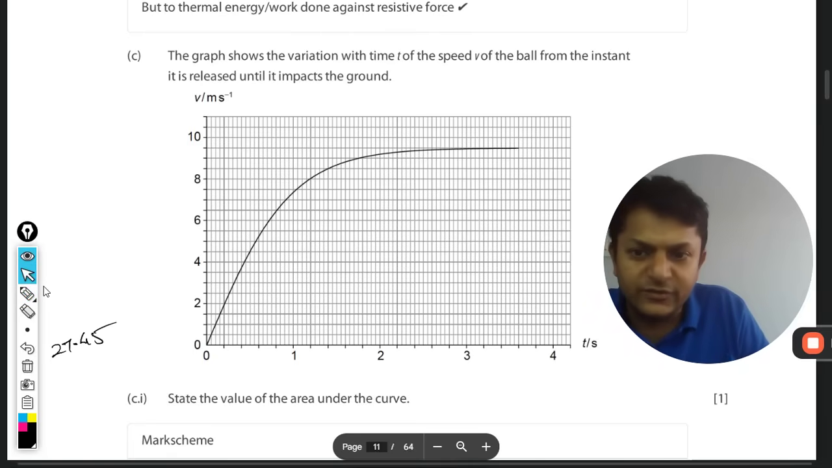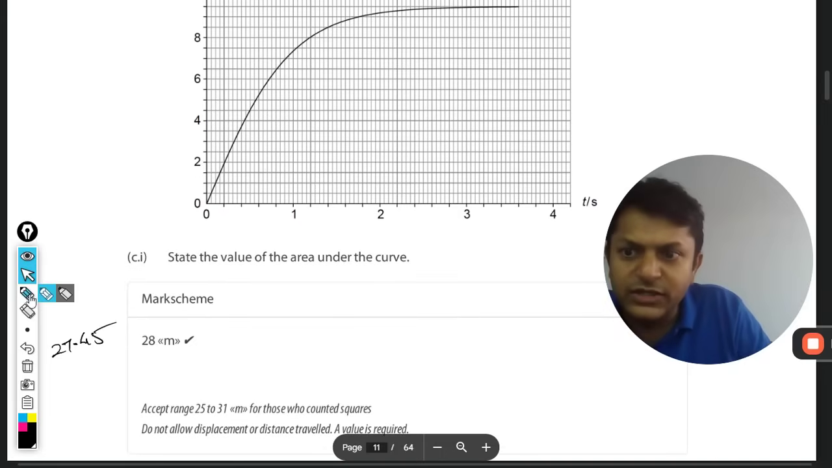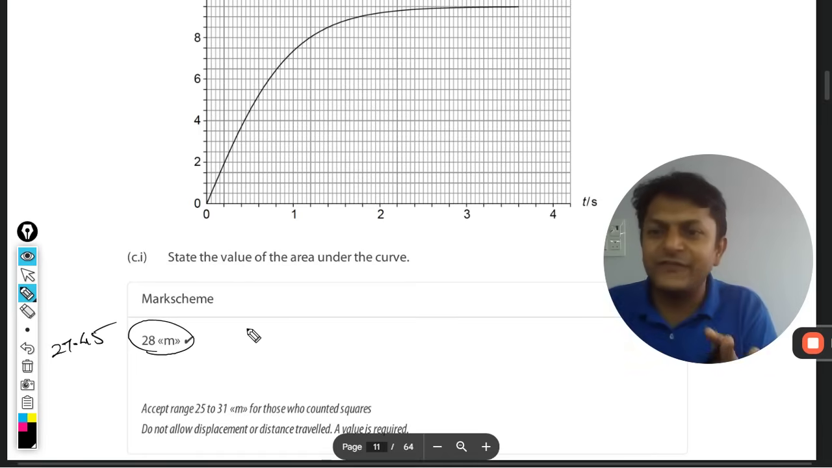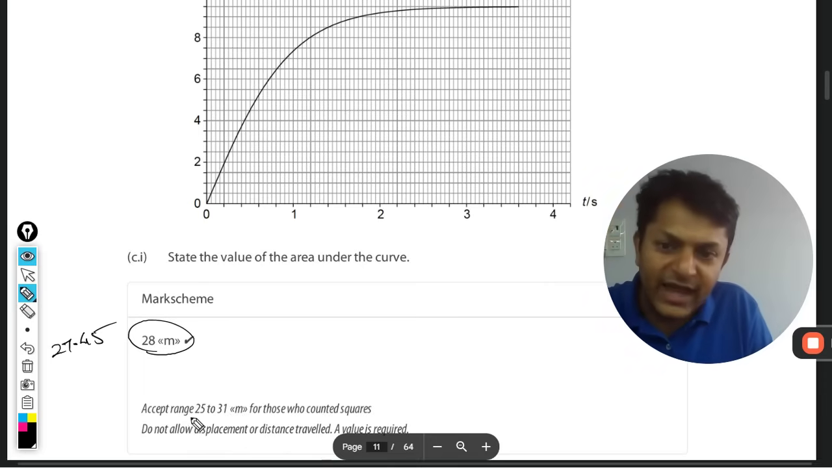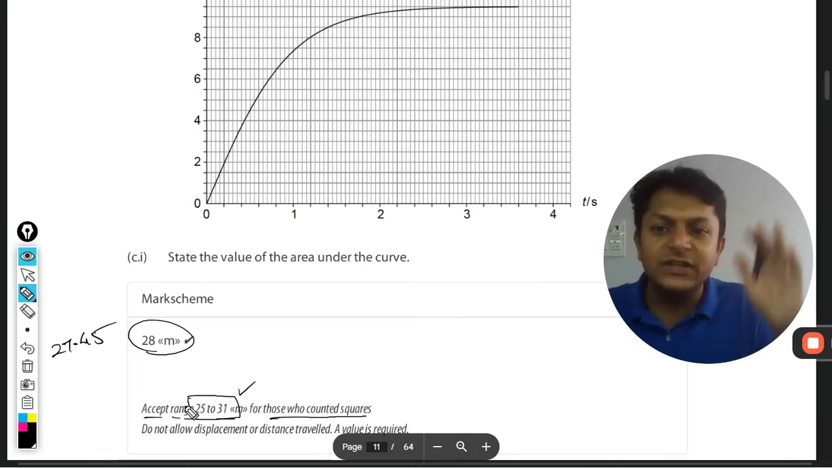27.45. What is the answer given in the mark scheme here? Okay, students, so the answer given is 28, which is a very favorable answer, I would say. And in these kinds of cases, you don't get the exact answer. Now it is written here, accept the range between 25 to 31 for those who counted the squares literally. So 25 to 31 is okay for us.